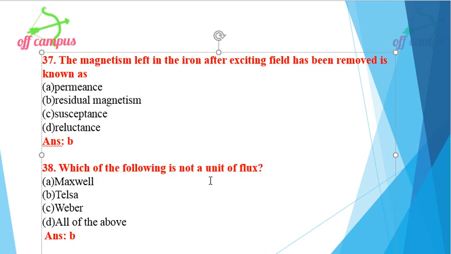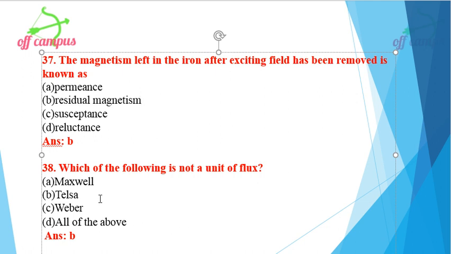Question number 38. Which of the following is not a unit of flux? See, it is very important. Maxwell is also a unit of flux. Tesla is not a unit of flux, because Tesla is the unit of magnetic flux density. Magnetic flux density is Weber per meter square or Tesla. So for flux, we can only say Weber or Maxwell.